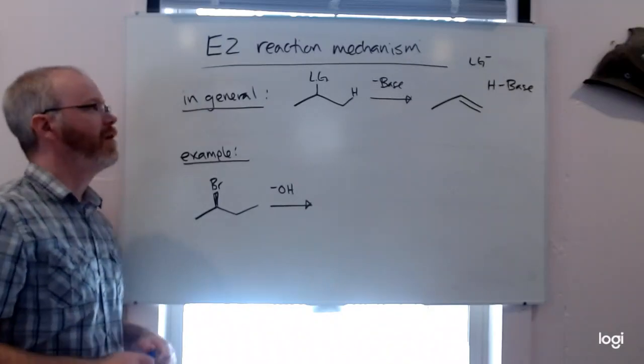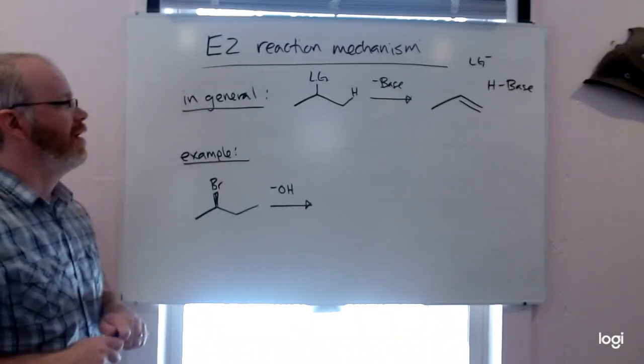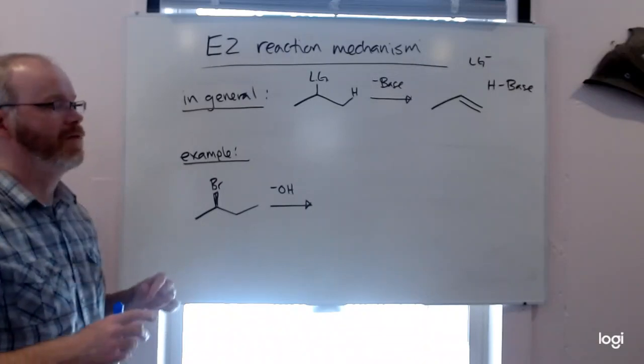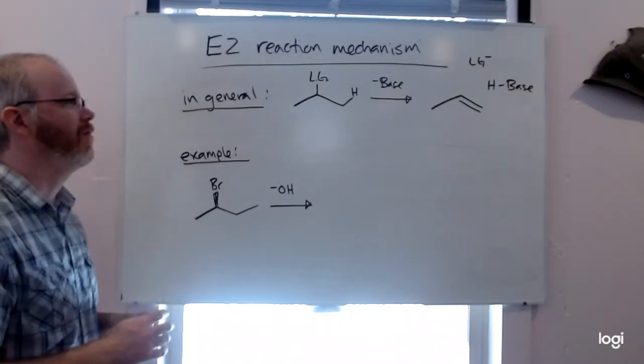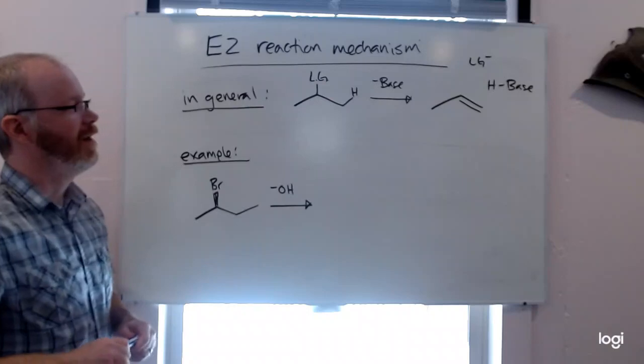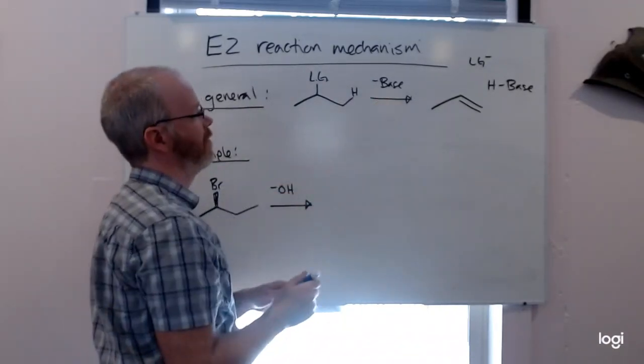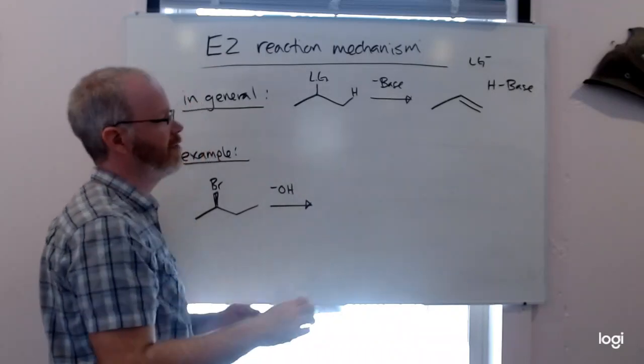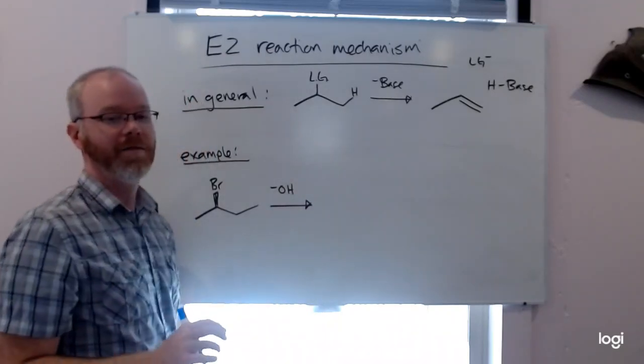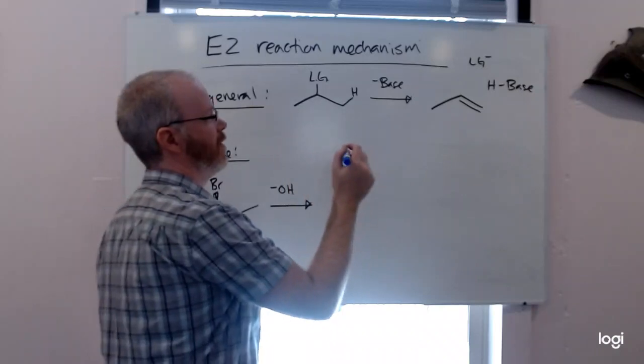So here's the E2 reaction mechanism. This is an elimination now, so nothing is substituting, nothing is adding, we're only removing atoms in this case. So instead of calling it a nucleophile, now we're calling our active reactant here a base. The E2 mechanism is all in one step, so there's no intermediates, there are multiple arrows to get there.